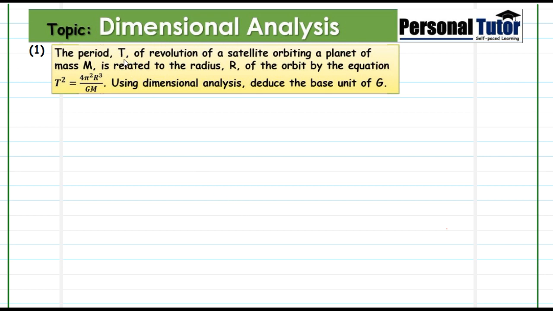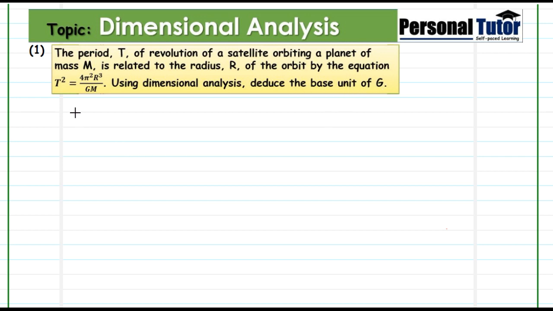The period T of revolution of a satellite orbiting a planet of mass M is related to the radius r of the orbit by the equation T squared equals 4 pi squared r cubed all over GM. Using dimensional analysis, deduce the base unit of G. Okay, so that is the equation. We are supposed to find the base unit of G.